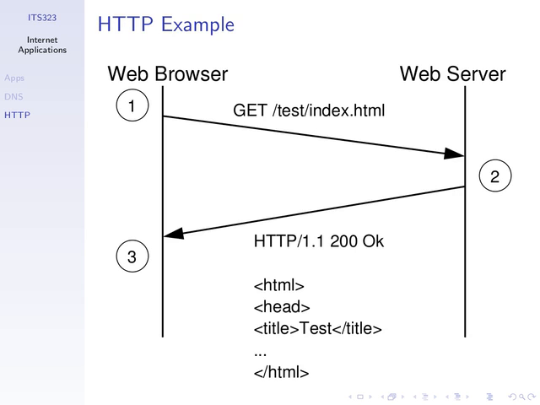So in this example, let's say I type this into the address bar in my web browser. Here's the domain name, www.example.com/test/index.html. When you type that in and press enter, your web browser creates a request. It's going to send that request to the computer on the internet identified by this domain name.